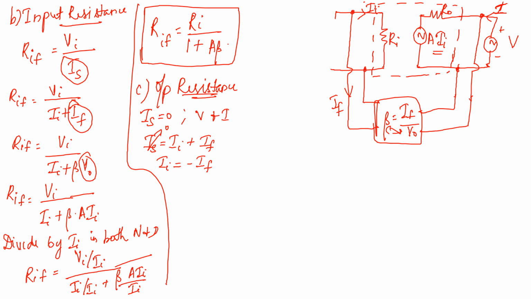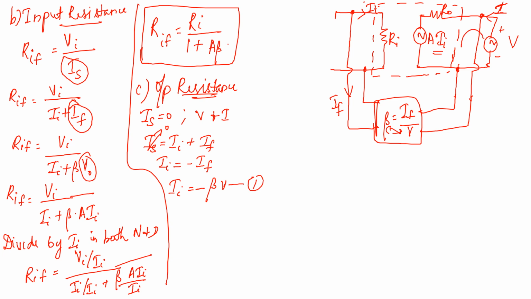So what is your If? If is equal to beta into Vo. Here also, instead of Vo, I am going to assume it as capital V, the same voltage, since the output voltage is fed back as input. So I can replace If and write that Ii is equal to, substituting the value, minus beta into V. This will be my first equation: Ii is equal to minus beta into V.